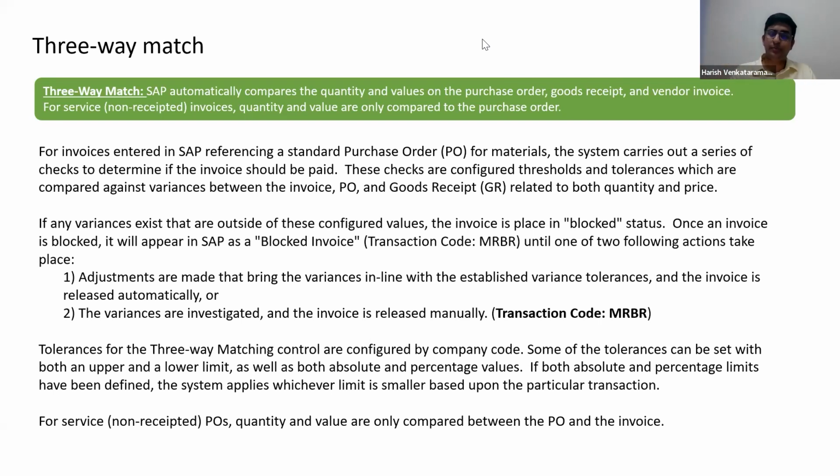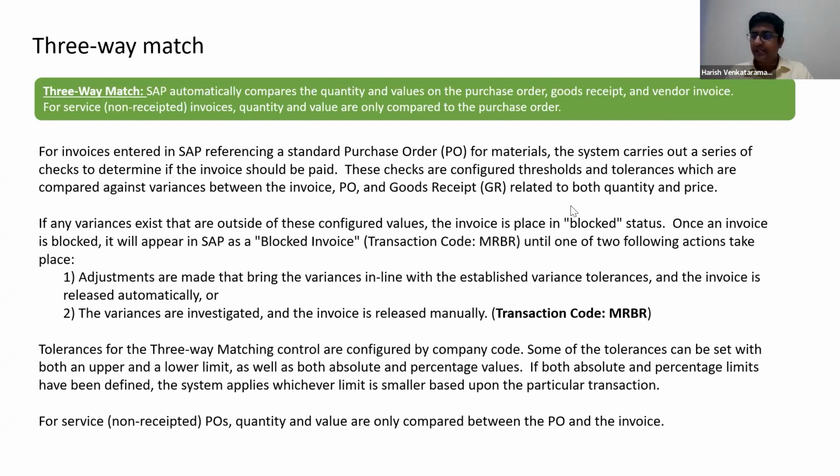So which also is being used by the organizations extensively as we speak, right? These tolerances again can be configured in both percentage and value. Either it could say 5%, 2%, or say you should not exceed 100 rupees, or it should not exceed 1,000 rupees, or $10 or $50. So both of these configurations are possible.